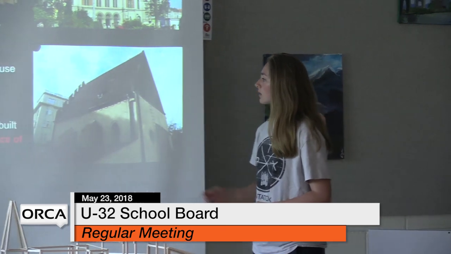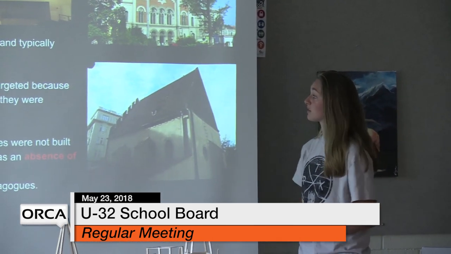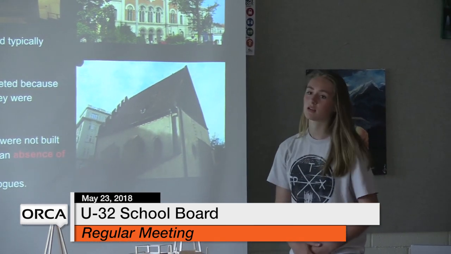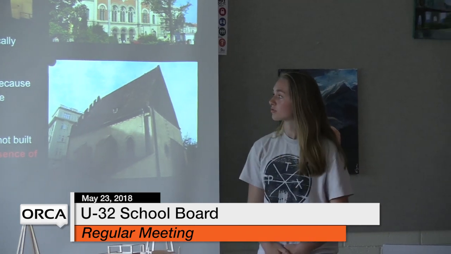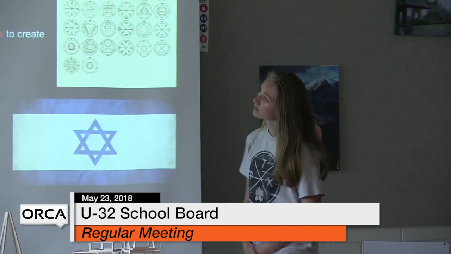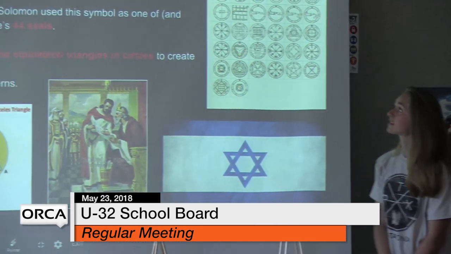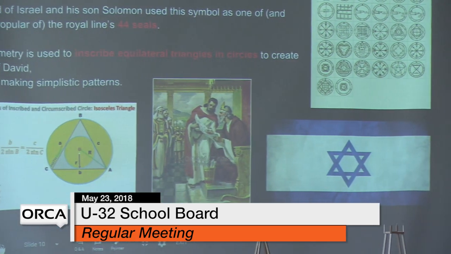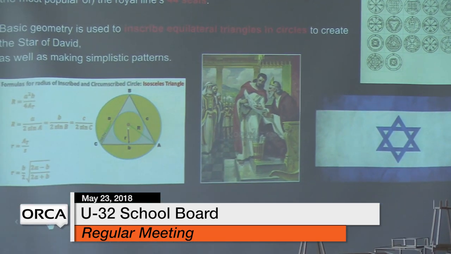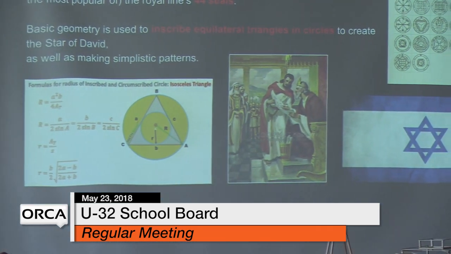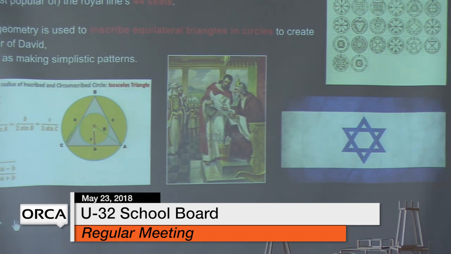This is the oldest synagogue to continuously be in use. And it's in Prague, and it was made in the 3rd century. So the simple geometric patterns and designs are one of the commonalities that you can usually find in different synagogues. And the Star of David is the most common.